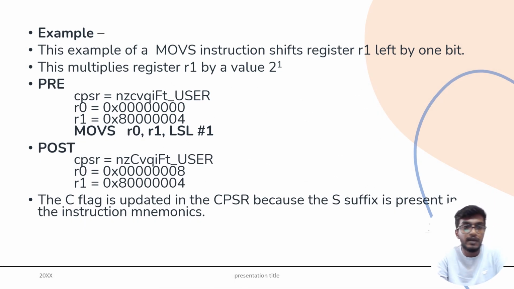This is an example for the barrel shifter. This is an example of the MOVS instruction. Shift register R1 left by 1 bit, and this multiplies the register R1 by the value of 2 power of 1. In pre, R0 is equal to 0, R1 is equal to 80000004. MOVS R0, R1, LSL #1. Post, R0 is equal to 00000008, R1 is equal to 80000004. The C flag is updated in the CPSR because the S suffix is present in the instruction mnemonic.